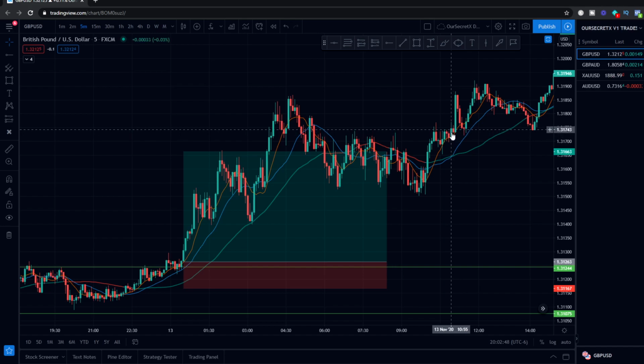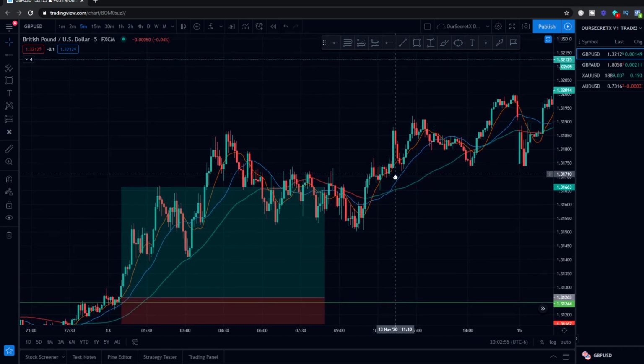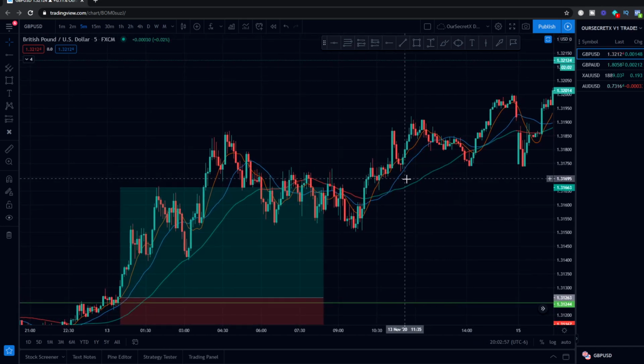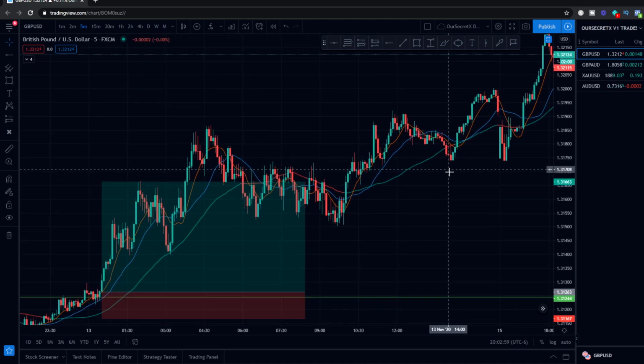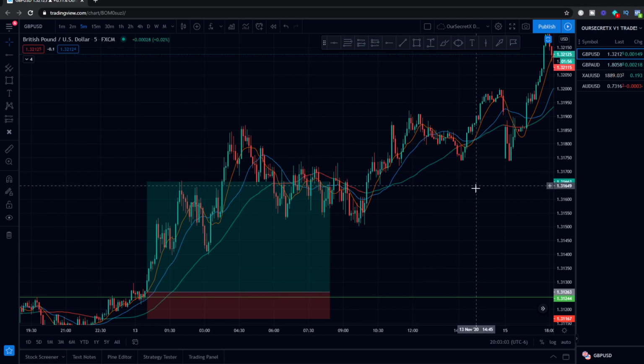You could have gotten in right here because, like I said, I only trade when it retests that same area. You could have gotten in right here and ridden this wave until it just crosses over again. You see what I'm saying? So this is how you guys can play this smart and be effective in this trading, and just keep grinding on this.